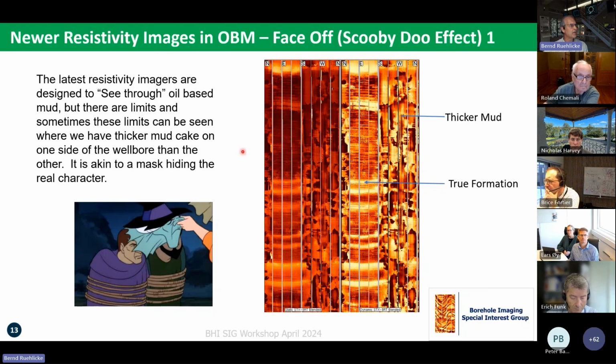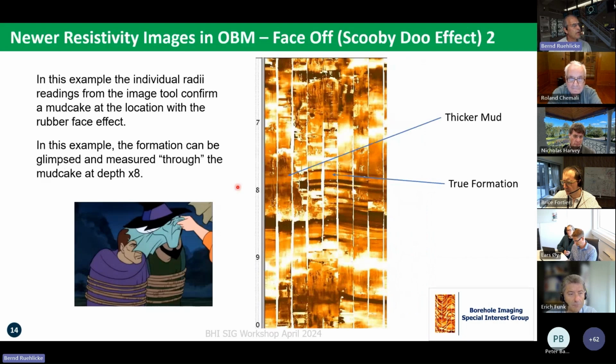This is one example where we call it the see-through or the Scooby-Doo effect, like a rubber mask you're dragging off. You can see that on the left we have a static image, on the right we have a dynamic image. And you can see that some of the pads are influenced by a mud cake buildup, and you can still somehow look through this build-up and follow the true formation dips going through where they're a little bit broken up, like a rubber face, the Scooby-Doo effect. And the next page is another example of that. I hope you can see that as well.